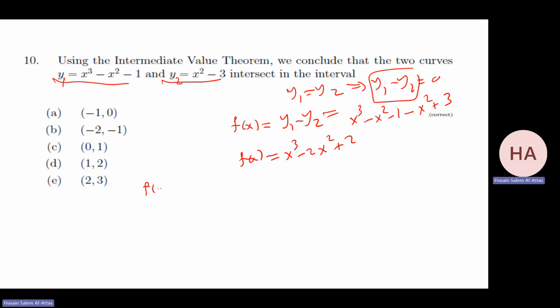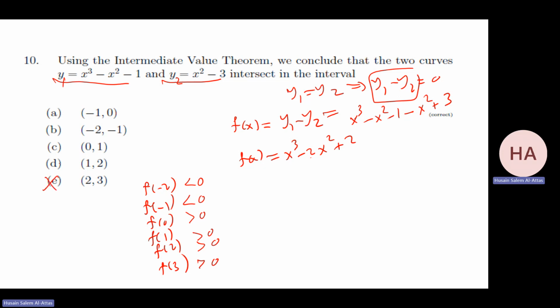I check f of -2, f of -1, f of 0, f of 1, f of 2, f of 3. f of -2 will be -8 plus 2. This is negative. f of -1 will be -1 minus 2 plus 2, still negative. f of 0 is 0, 0, 0, 2, that's positive. f of 1, 1 minus 2 plus 2, this is positive. f of 2, 8 minus 8 plus 2, this is positive. f of 3, 27 minus 18 plus 2, this is positive.